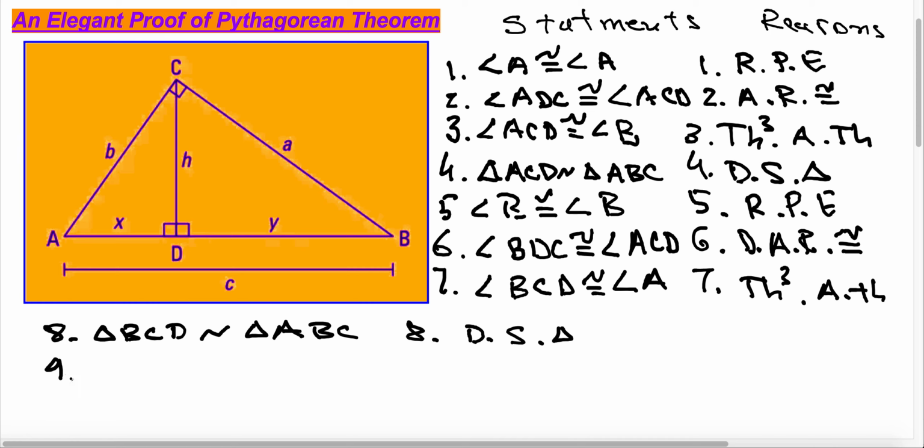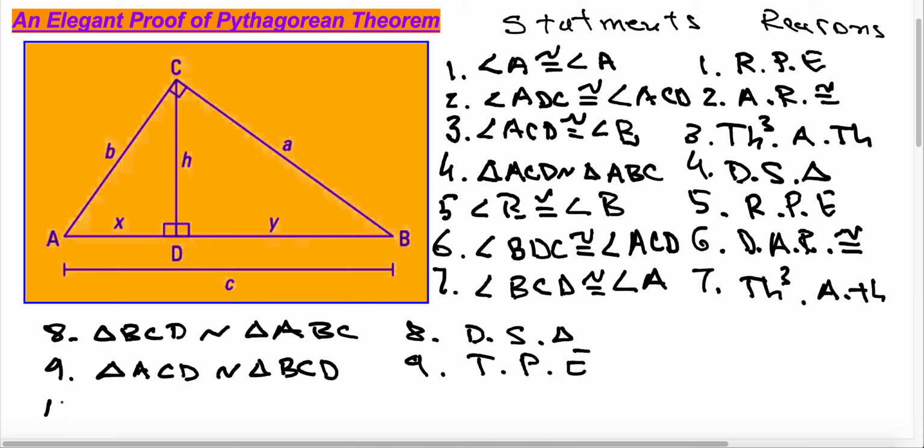Number 9, because the small triangle is similar with the big triangle and the medium triangle is similar with the big triangle, it means the small triangle and medium triangle are similar to each other. So triangle ACD is similar with the triangle BCD. So each triangle here is similar to each other, and this is based on the transitive property of equality.